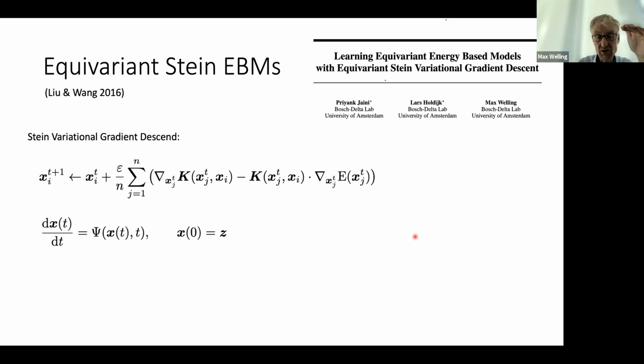Stein variational gradient descent is a particular method that does inference in probability distributions by having a whole lot of particles equilibrate to certain positions. It's hard to visualize easily, but there are a couple of terms. One term basically tells these particles to go down the energy surface, and another term tells these particles to stay away from each other so they don't all fall right onto the lowest energy value.